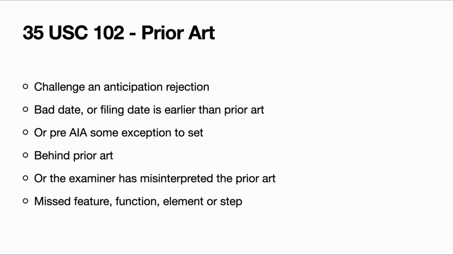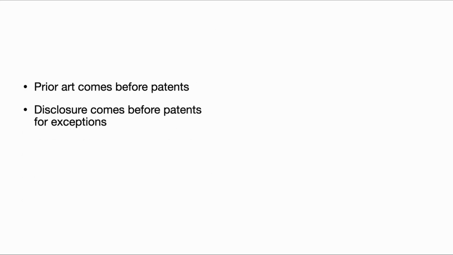35 USC 102, all about the prior art. Some main points: challenge an anticipation rejection. Bad date, or filing date is earlier than prior date, or pre-American Invents Act, some exception to get behind prior art, or the examiner has misinterpreted the prior art. Missed feature, function, element, or step. Prior art comes before patents. Disclosure comes before patents for exceptions. Okay.